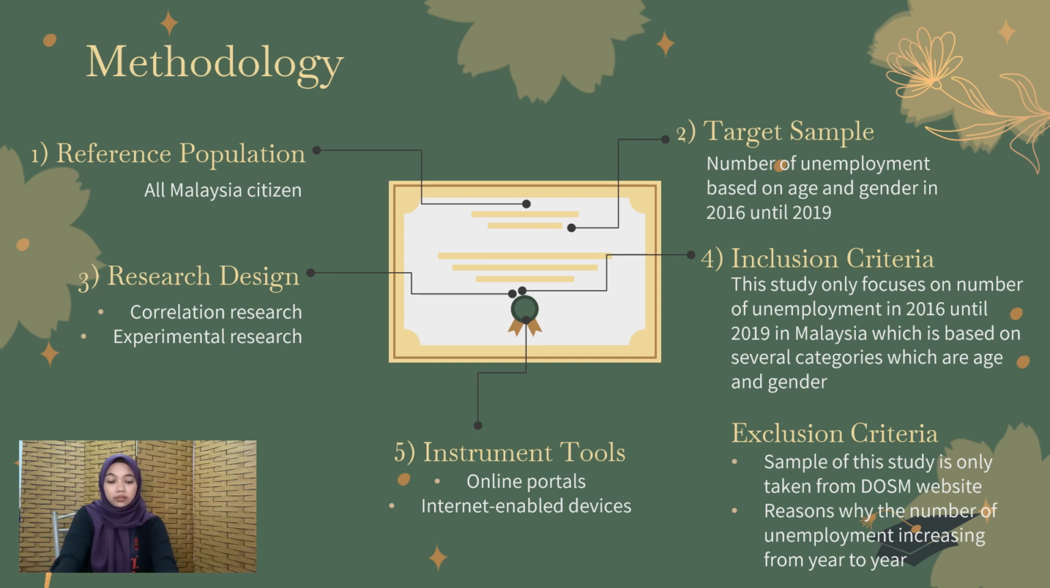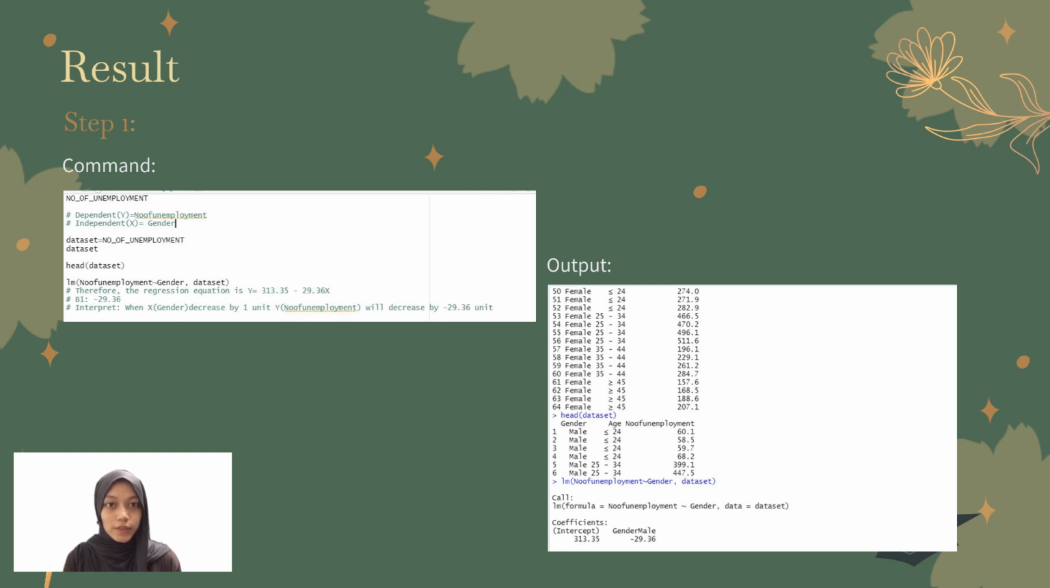While for exclusion criteria, the sample of this study is only taken from a dozen websites, and reasons why the number of unemployment is increasing from year to year. And for instrument tools, we only use online portals and internet-enabled devices. Our result report is to find the number of unemployment. The dependent variable is number of unemployment and the independent variable is gender. Our objective is to examine the significant difference between gender and number of unemployment. We change the data's name from number of unemployment to dataset.